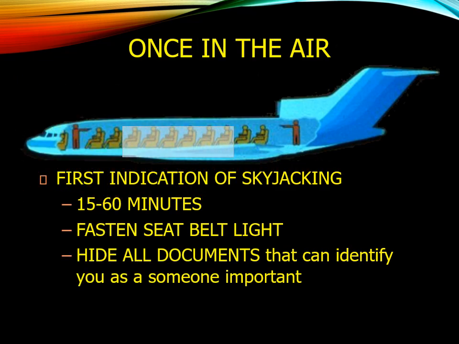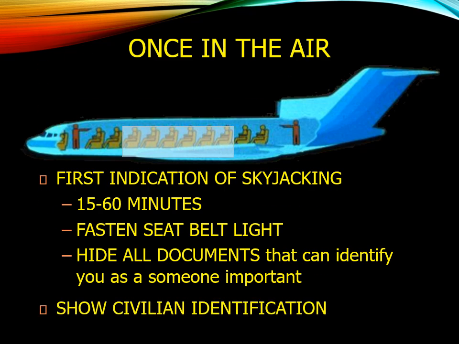All right, once in the air. First indication of the skyjacking, like I said, 15 to 60 minutes out. Usually the fasten seatbelt light comes on. You want to hide all documents that can identify you as someone important when it happens. Put them in the barf bag, put them in the seat pocket in front of you, try to slide them underneath your seat into the area where the life vest is kept, etc. Or don't travel with them at all. Put them in your checked luggage so you don't have them on you. And just keep a generic civilian ID. Always show civilian generic identification, no matter what you're doing.